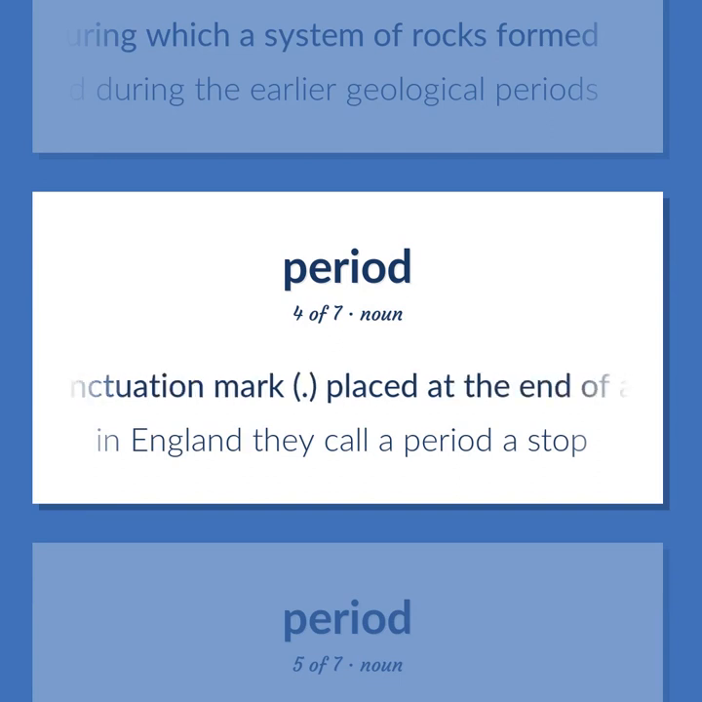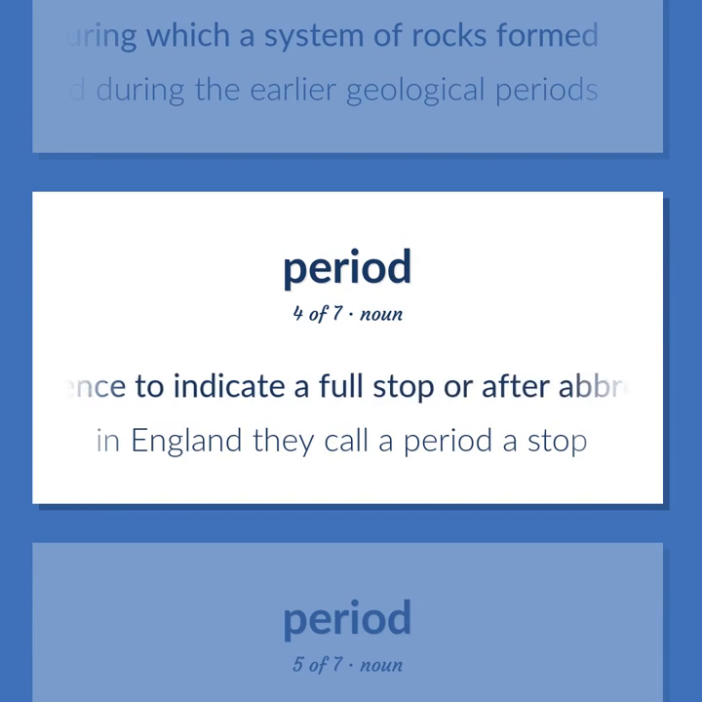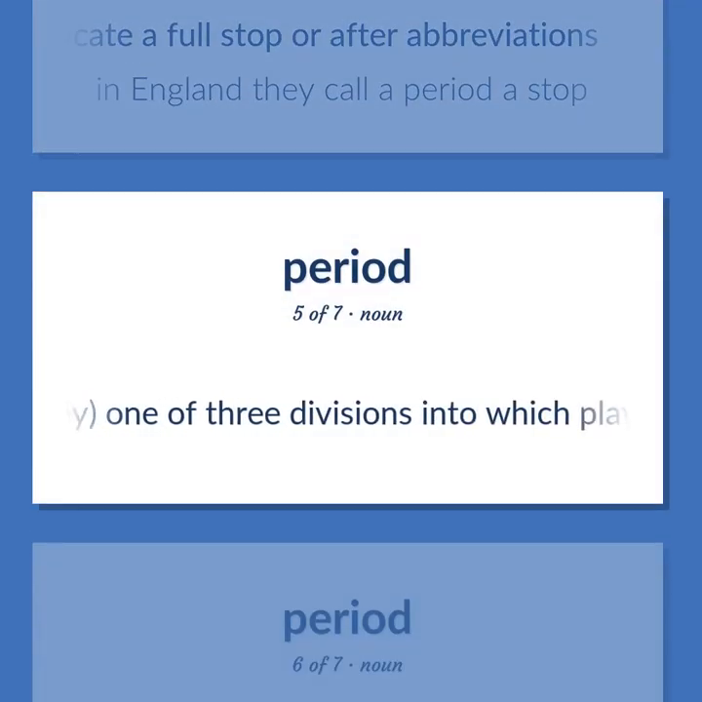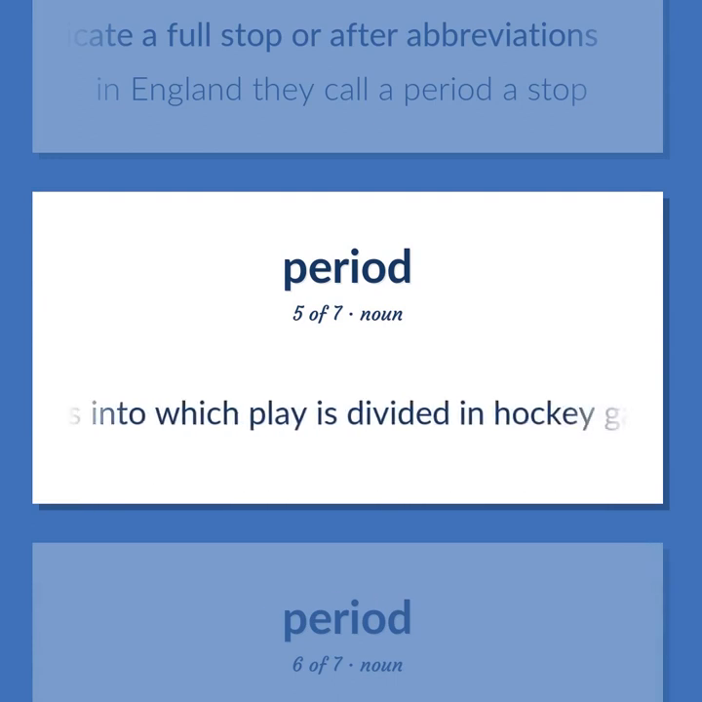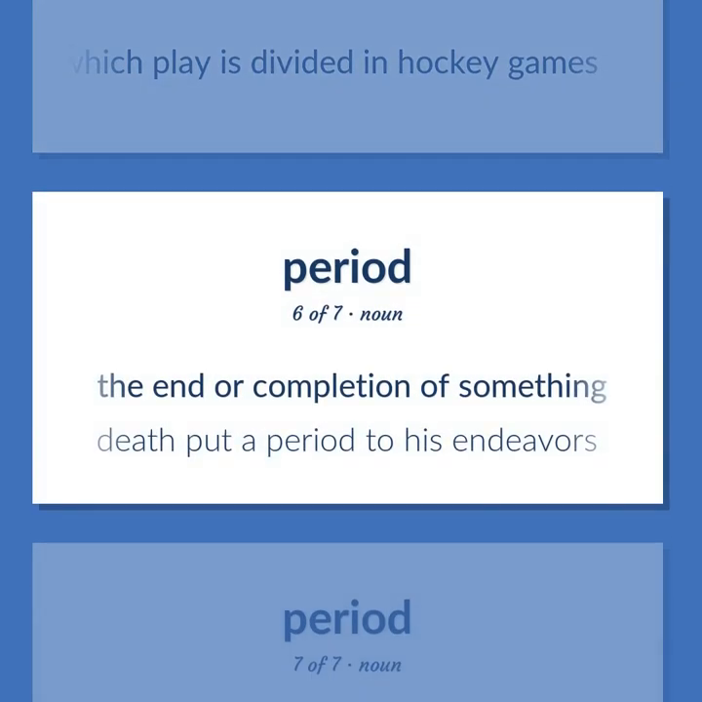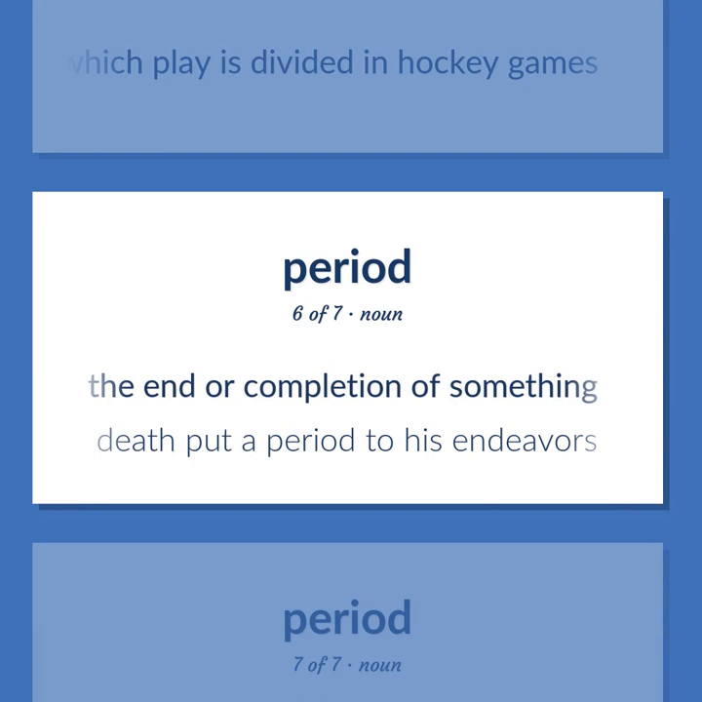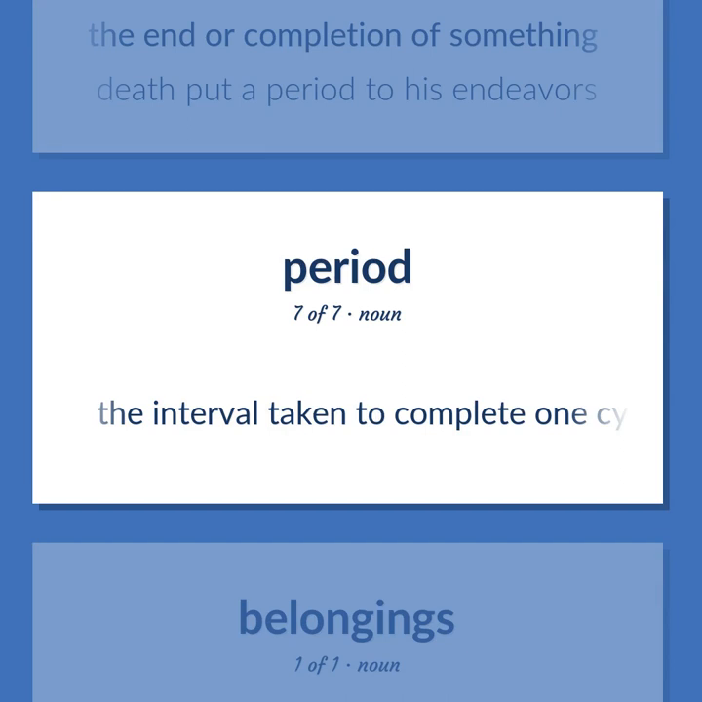A punctuation mark, placed at the end of a declarative sentence to indicate a full stop or after abbreviations. In England, they call a period a stop. Ice hockey, one of three divisions into which play is divided in hockey games. The end or completion of something. Death put a period to his endeavors. The interval taken to complete one cycle of a regularly repeating phenomenon.